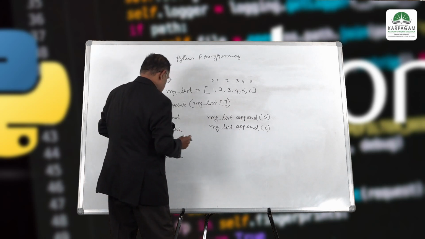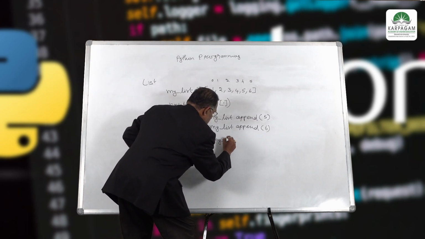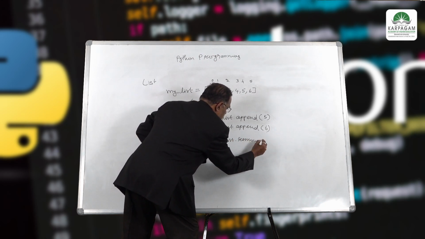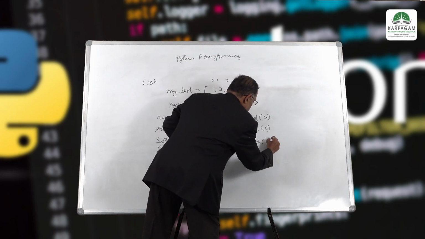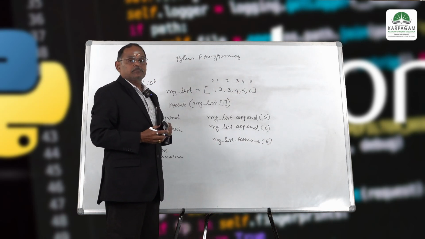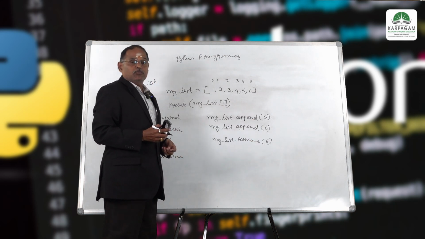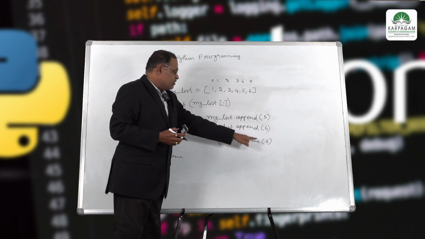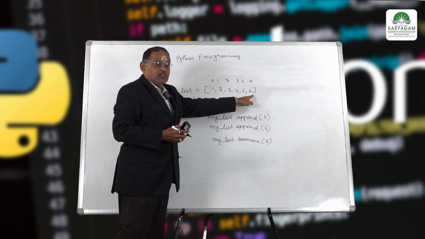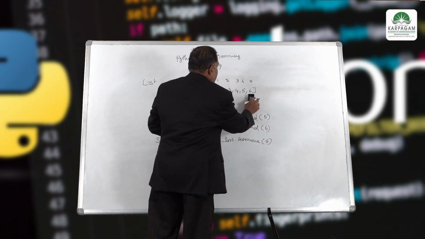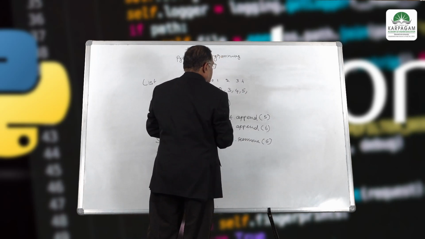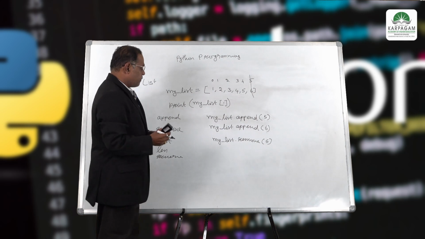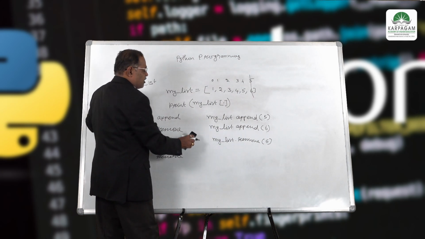Now I am going to remove it. What will happen? Here the fifth element will be removed. That is, the last element that has been added will be removed from the list. Okay. This is the appending and removing of the list.